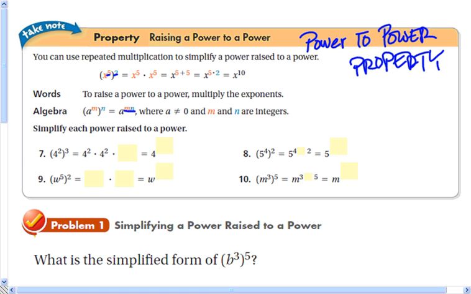So if we expand this expression, we're going to multiply 4 to the second by itself 3 times. That's what that 3 means. And when we do that, we really have to add 2 three times, or do 3 times 2, which is 6. Here we're going to expand the expression and multiply w to the 5th by itself twice. That's what that 2 means. And that's going to give us w to the 10th. So the shortcut here is we know we need to multiply those when we're raising a power to a power. So we get 5 to the 8th. 3 times 5 is 15.